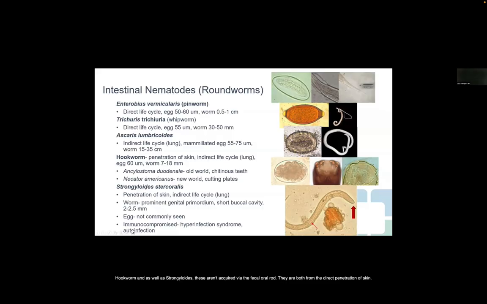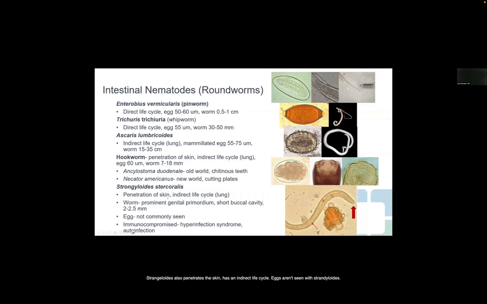Hookworm, as well as Strongyloides, aren't acquired via the fecal-oral route. They are both acquired from direct penetration of skin. They have indirect life cycles. I'll show the egg here, which has a thin outer membrane, and then there are these morula structures that resemble the structure of a coconut, actually. There are two hookworm species that are important to know: Ancylostoma duodenale, which is shown in this middle image here. The worm has these chitinous teeth. And then Necator americanus, which instead of the teeth has these cutting plates.